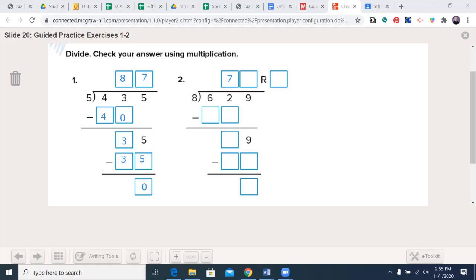8 times 7, shout it out, good, 56. Now I subtract 56, or 62 minus 56 is 6. And now I check, is 6 less than 8? Correct. Bring down the 9. How many times will 8 go into 69? Well, I just said a moment ago that 8 times 8 was what? You're right, 64. So I'll start there.